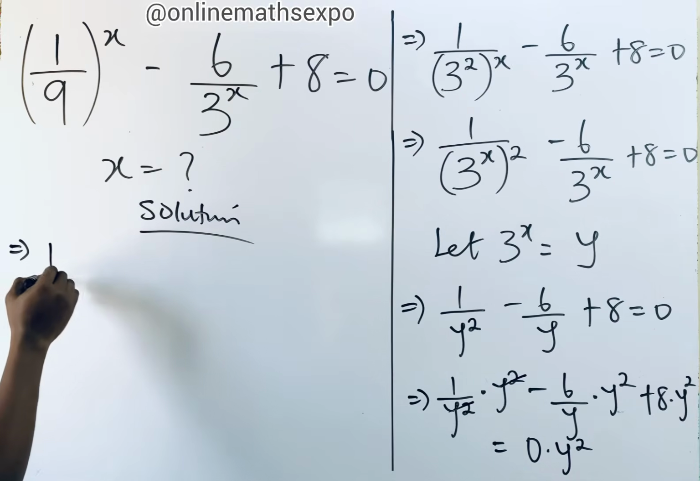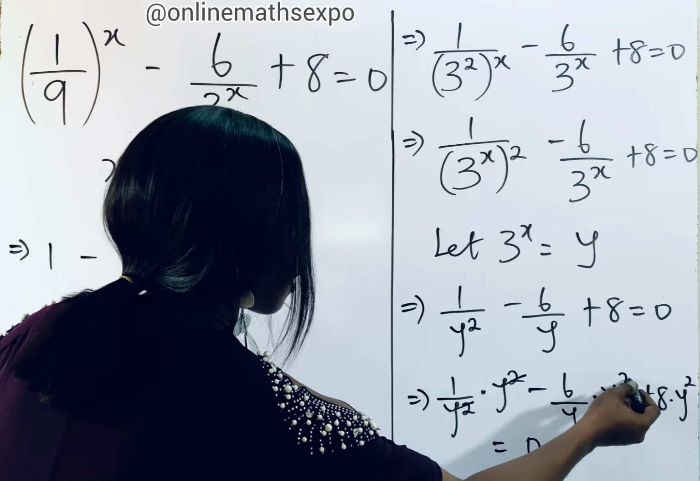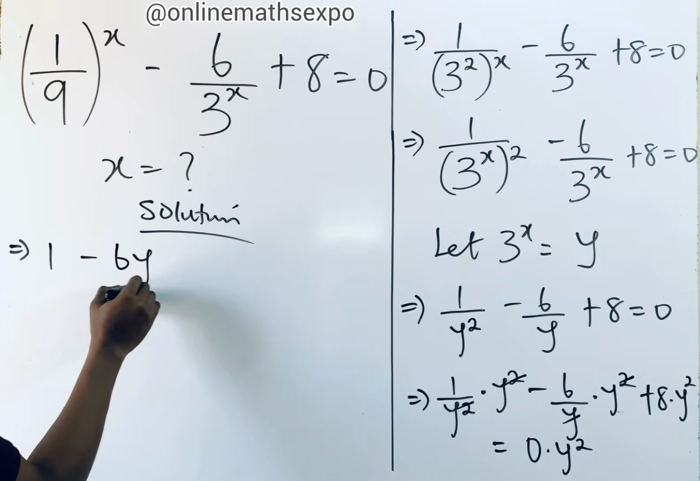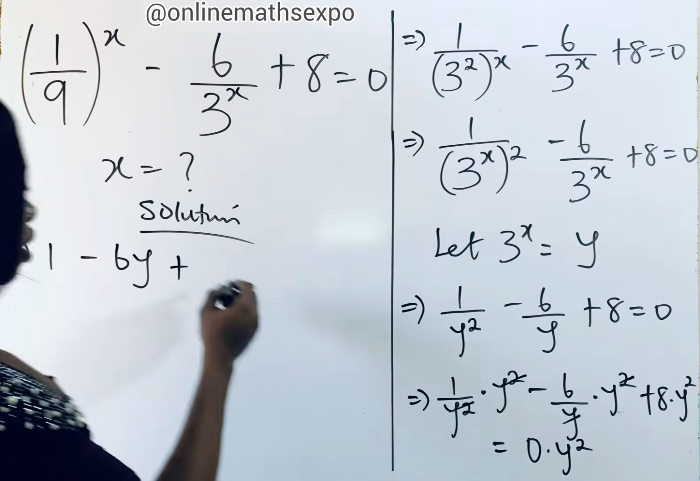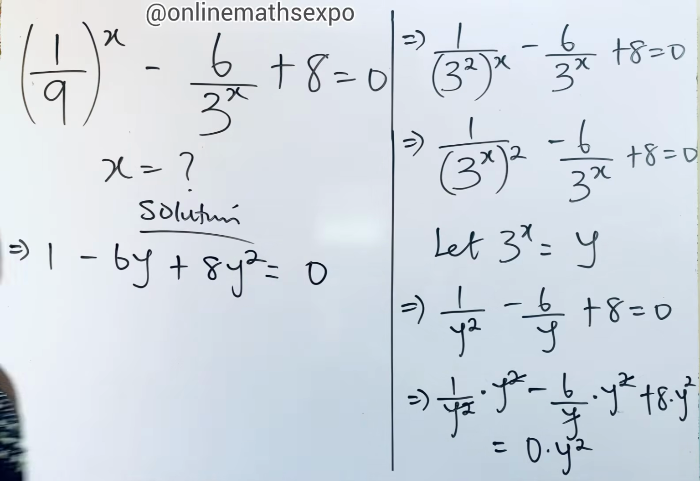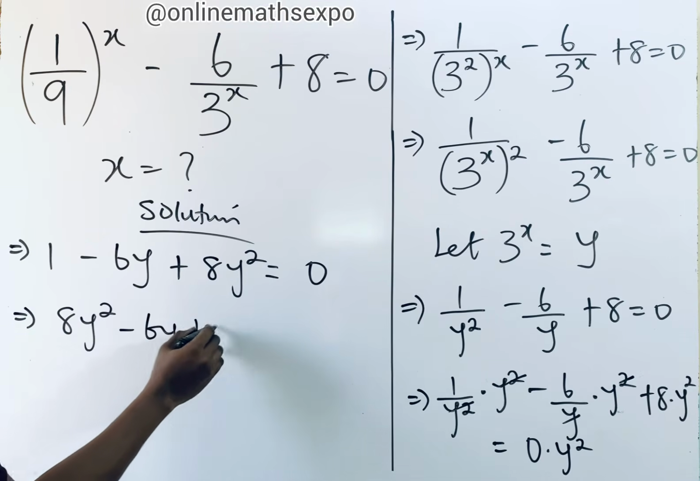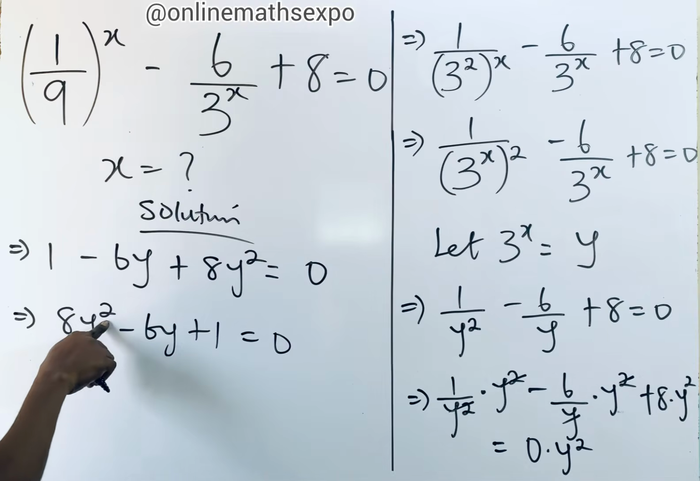So we have 1, okay, minus y, we take 1 y here. So you are left with 6 times y, which gives us 6y. Then plus 8 times this y squared gives us 8y squared. And when you multiply this, it gives you 0. Now, this can also be rearranged to be 8y squared minus 6y plus 1 is equal to 0. This is your usual quadratic equation because the highest power of y is 2.